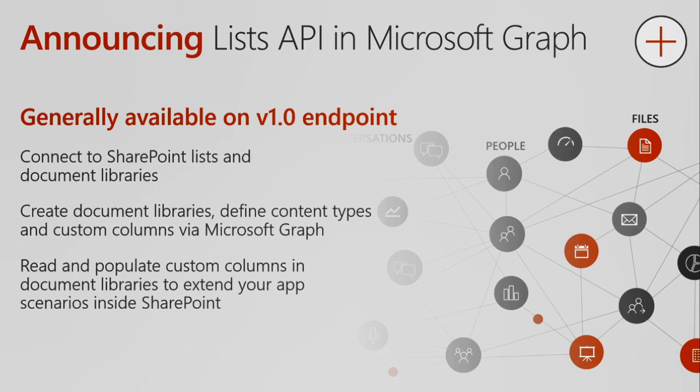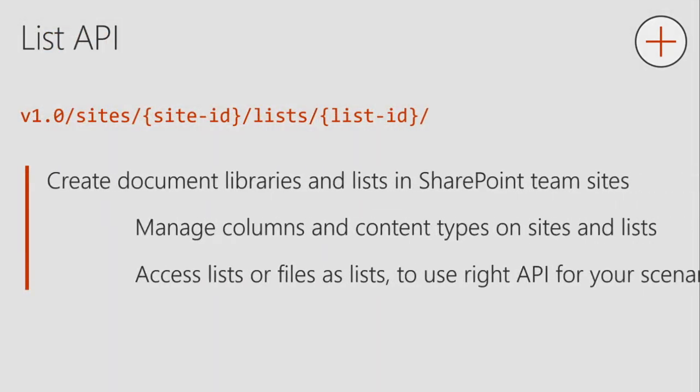The List API also gives you the ability to now create your own custom document libraries. So in the past, you were stuck using the drives, like the OneDrive and the document libraries that were already there through Microsoft Graph. And you had to fall back to calling a SharePoint REST API if you wanted to actually go provision something new. No longer. Now you can do that via the v1.0 endpoint. So what does this look like?